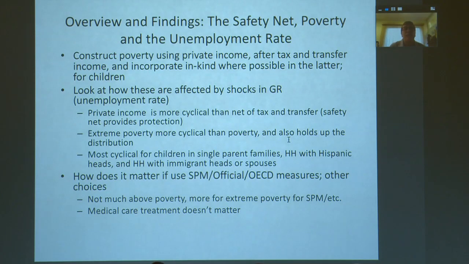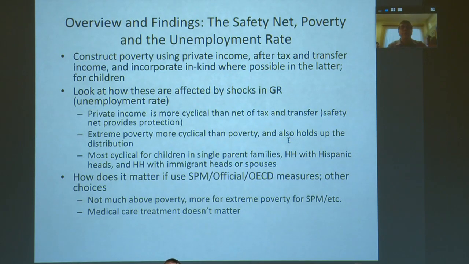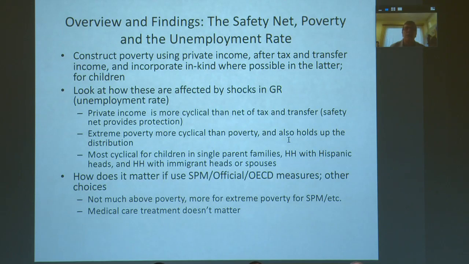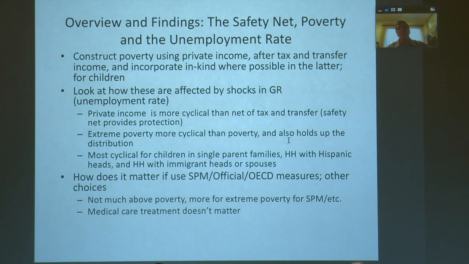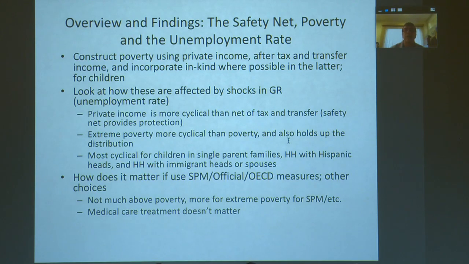And the safety net is providing protection, so private income is always more cyclical, this measure of private income poverty. Extreme poverty is more cyclical than just the poverty ratio, so extreme poverty is being under 50% of poverty, and this holds as you go further up the distribution. And things are the most cyclical, or people have higher rates of poverty more in response to these shocks, in single-parent families, households with Hispanic heads, and households with immigrant heads or spouses, okay?